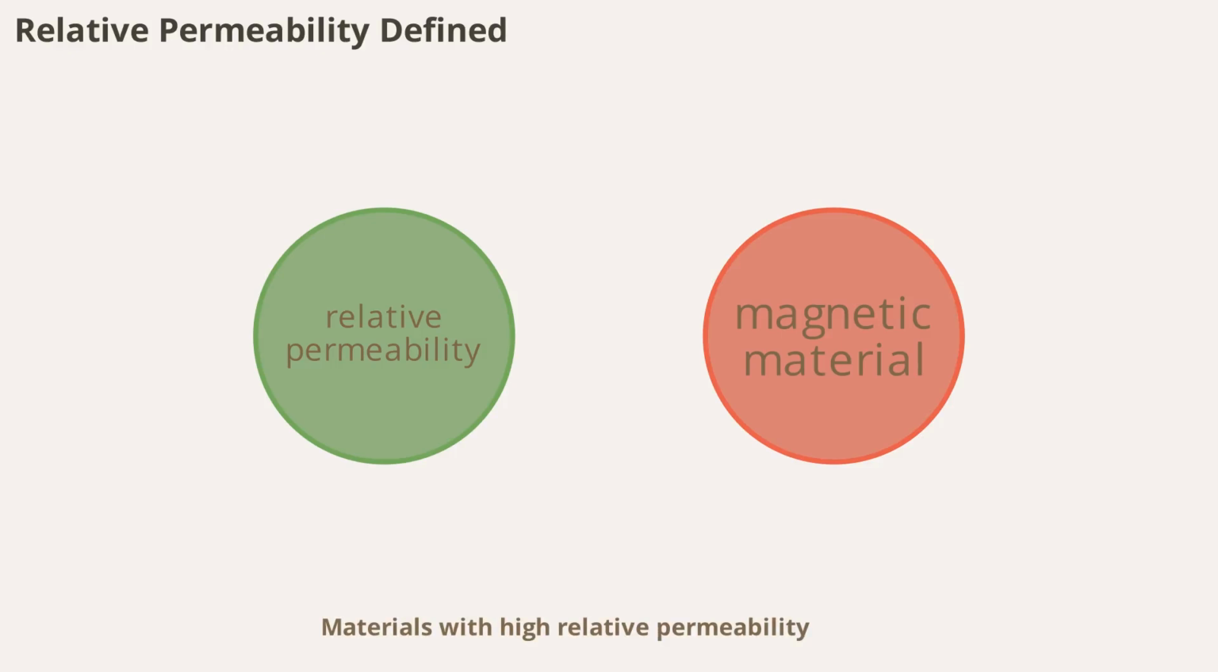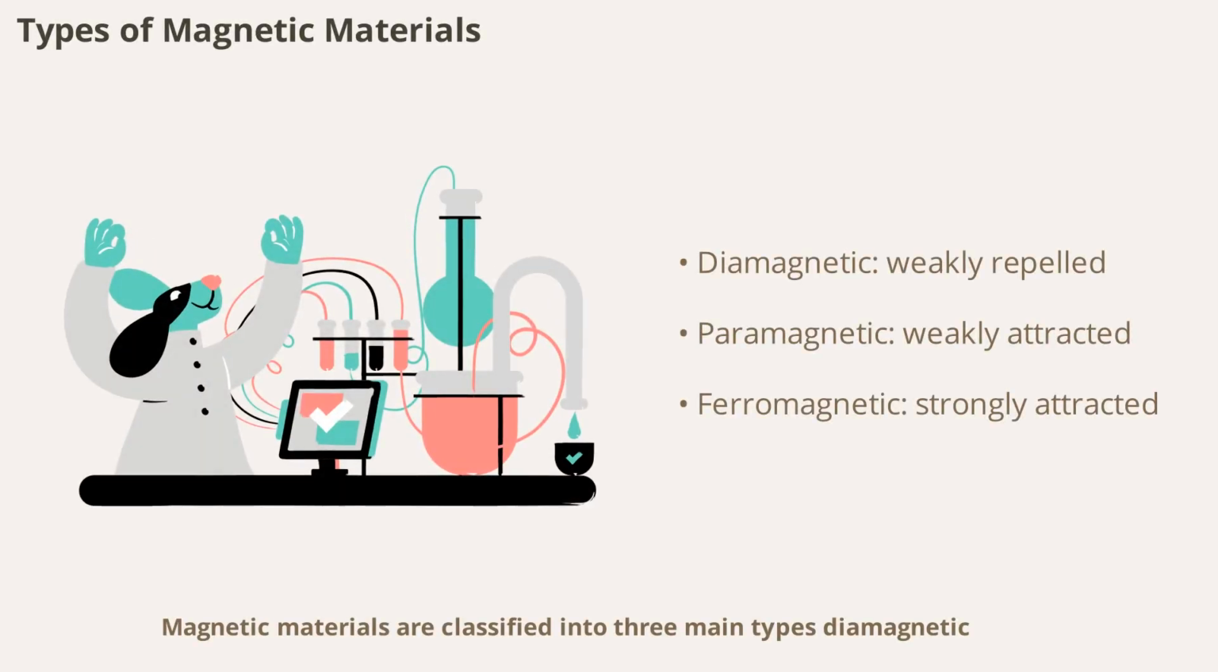Materials with high relative permeability are excellent conductors of magnetic fields, making them useful in transformers, inductors, and electromagnets. This property is crucial for engineers and scientists working with magnetic circuits and devices. Magnetic materials are classified into three main types: diamagnetic, paramagnetic, and ferromagnetic.